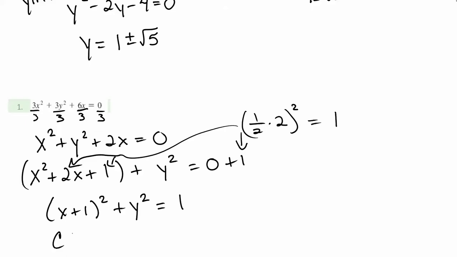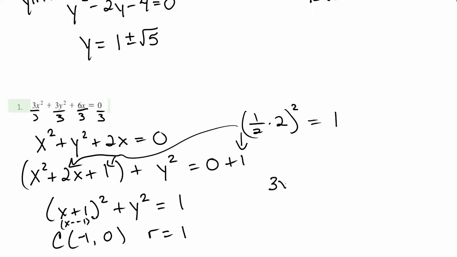So our center is at (1, 0), and our radius is the square root of 1, which is just 1. Now, sorry, this is negative 1 because it's (x minus negative 1) squared. That's how you want to think of it. Now, to get your x-intercept, plug 0 in for y.